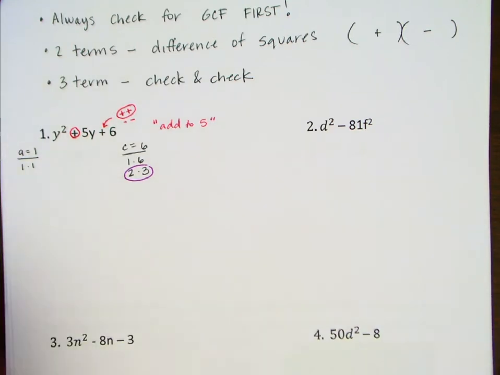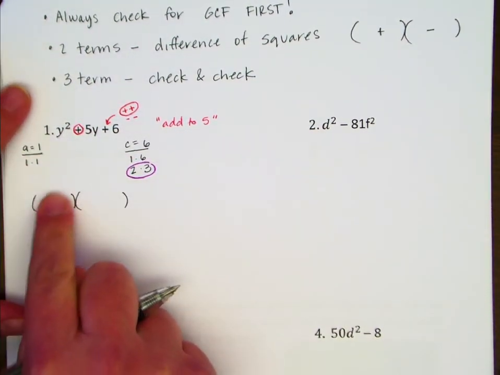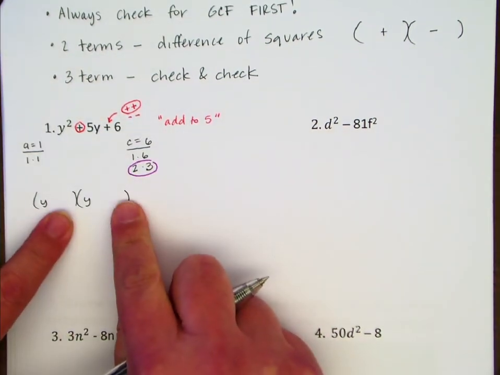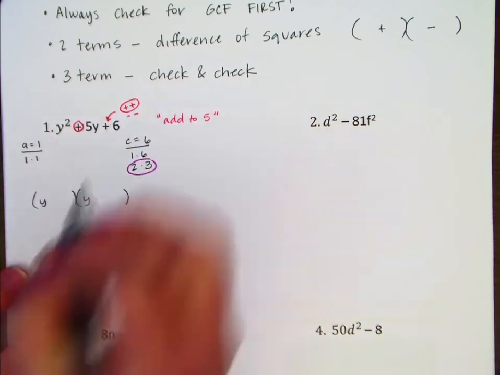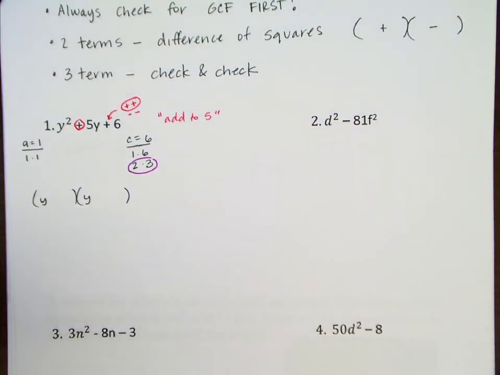All right, so now I know that I'm going to do my double bubble. The A values go on the front attached with the Y, so I'm going to have a Y and a Y, and the C values go in the back, so I'm going to have 2 and 3. Now you probably want to do this with a pencil just in case your first guess doesn't check out.